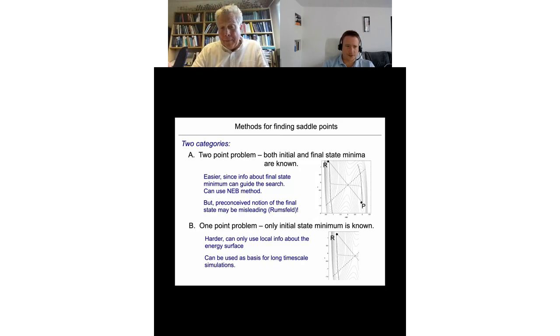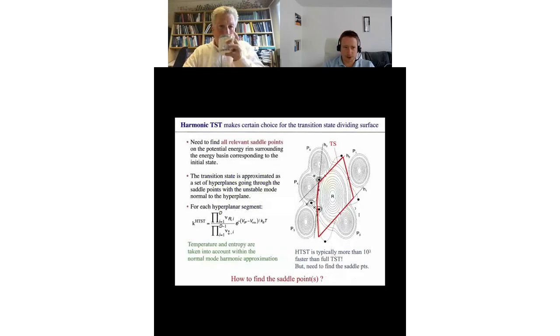Can I just, yeah, come back to the previous slide? So you write there that harmonic TST is 3 orders of magnitude faster than full transition state theory. Could you elaborate on that?